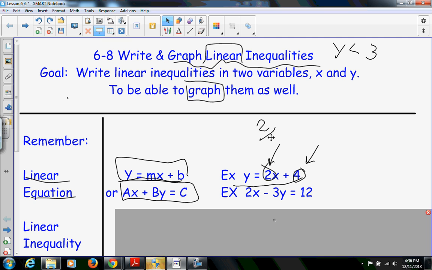Remember, this is really 2 over 1. So if 4 is on the graph here, we'd start here, and then we'd go up 2, right 1, up 2, right 1, and we'd have this line for the graph. Remember, our strategy for graphing these in standard form was to just make an XY chart. All right, so we have our two strategies.